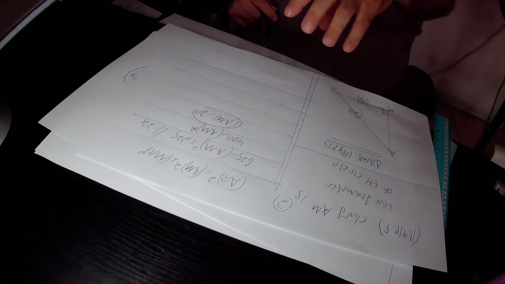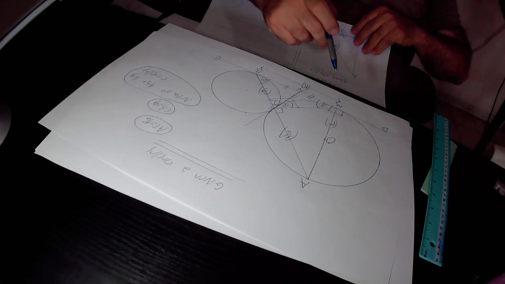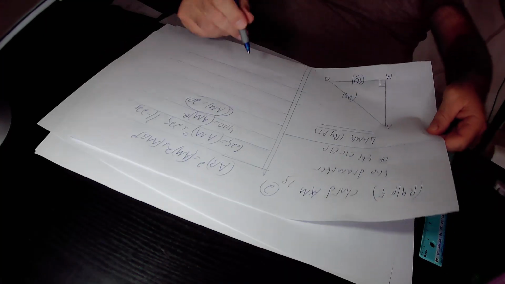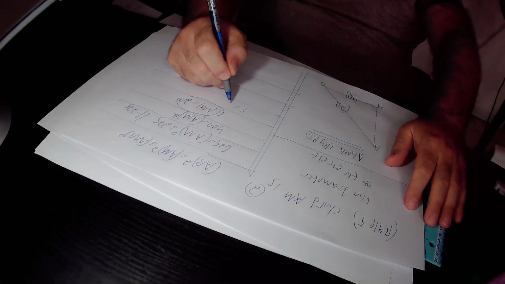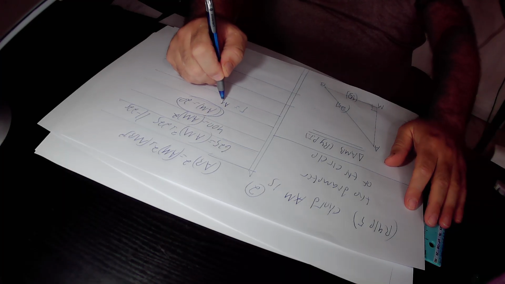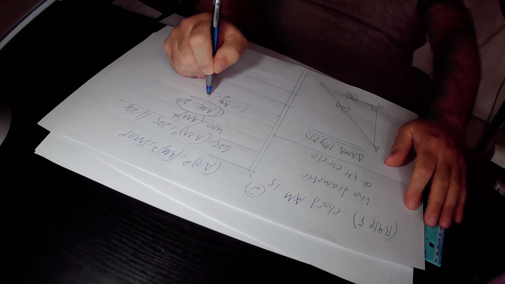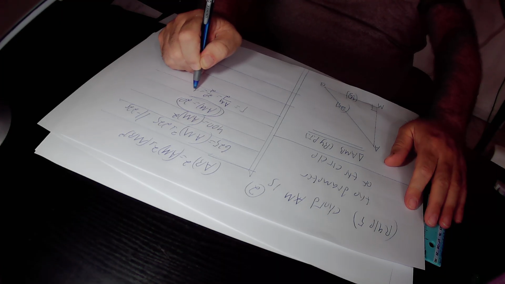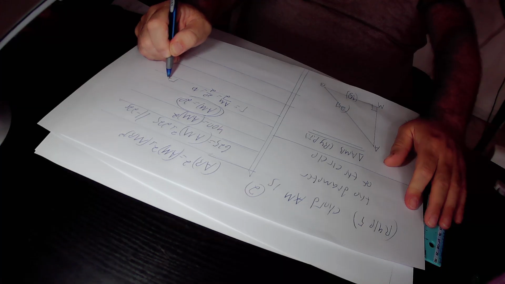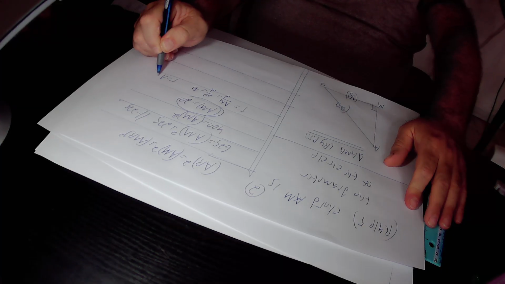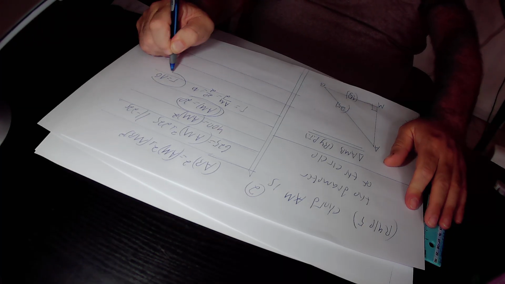Therefore, the radius must be equal to half of it. So the radius R must be equal to the diameter AM over 2. AM is 20, so the radius must be equal to 20 over 2, that is 10. So we found out that the radius R of the big circle is equal to 10 units in its length.